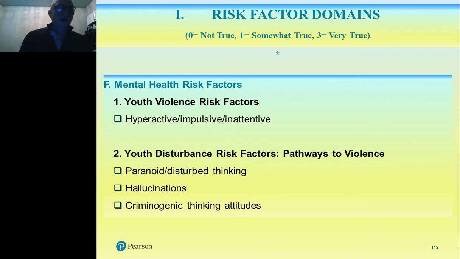So when we talk about mental health risk factors for the child, the youth violence risk factor that's consistently linked in the literature is having a hyperactive, impulsive, inattentive behavioral or cognitive makeup. Now, I always caution folks, being hyperactive does not mean you're going to be violent. But when we look at those who eventually do engage in violent behavior, this component is very often a part of their background makeup.